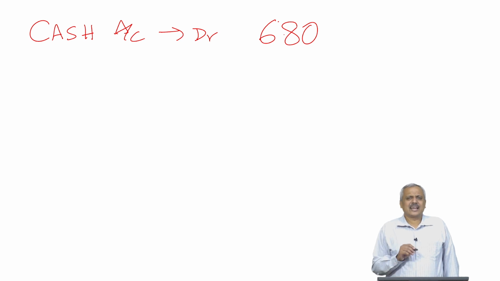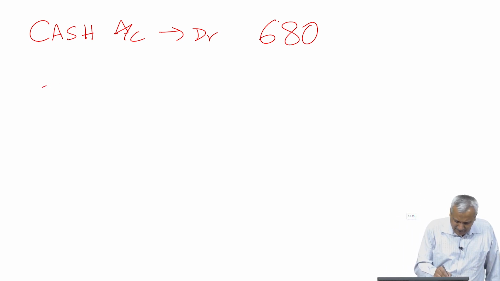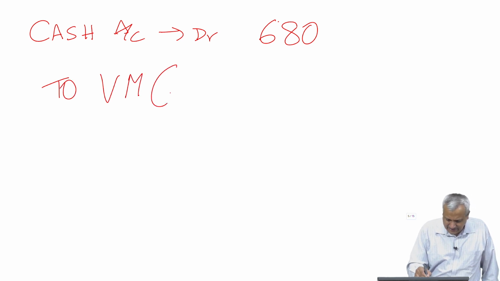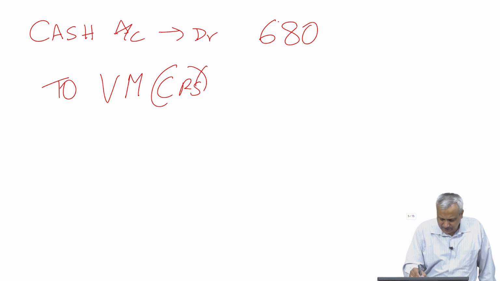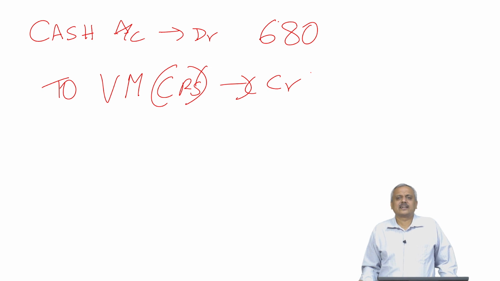Now, who is giving the cash? Debit the receiver, credit the giver. The person who is giving the cash is Vijay Merchant, that is what you call creditors out there. He is giving the cash. So, debit the receiver, credit the giver.